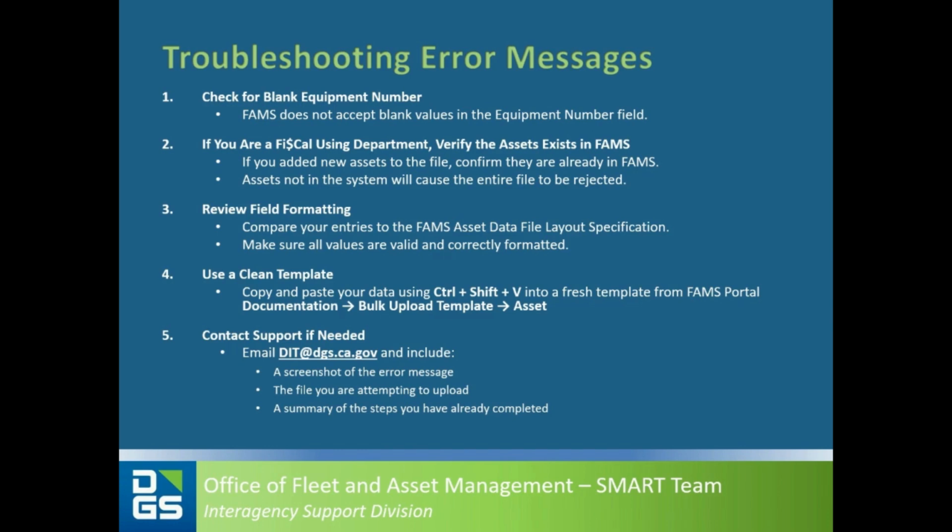Fourth, use a clean template. Copy your data, then using Ctrl-Shift-V, paste the values into a fresh template from FAMS portal. You can find the asset upload template under Documentation, Bulk Upload Template, Asset. Fifth, contact support. If the issue persists, email our data integrity team at dit@dgs.ca.gov and include a screenshot of the error message, the file you are attempting to upload, and a summary of the steps you have already completed.